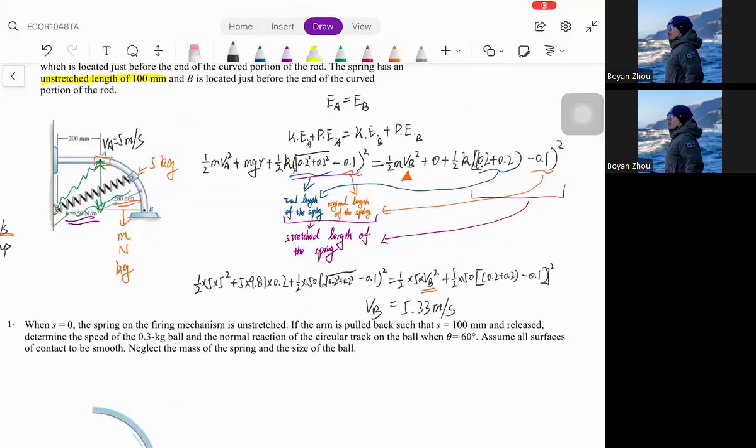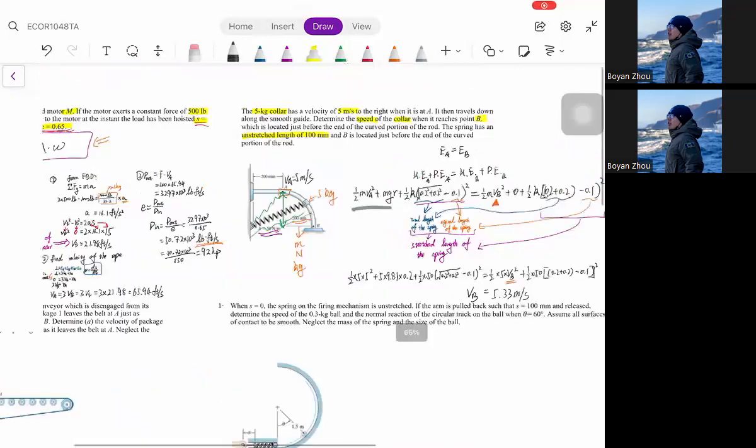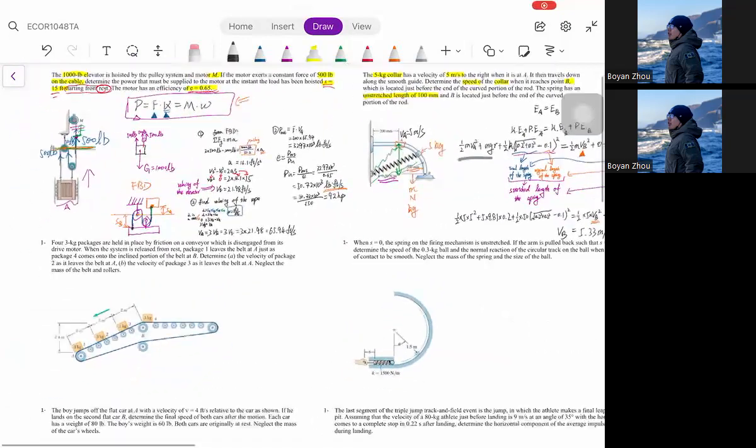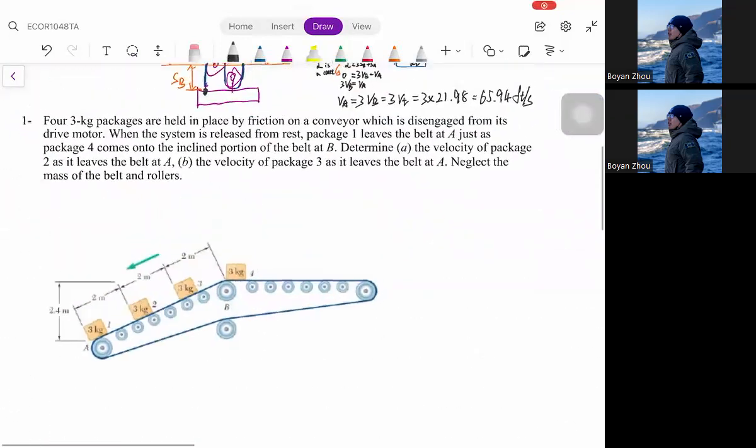I remember when I was doing those questions in first year, I always got the equation correct, but I always made mistakes when I actually did the math. And even in that case, you won't lose a lot of marks. So it should be fine. So that is the second question. And the third one.